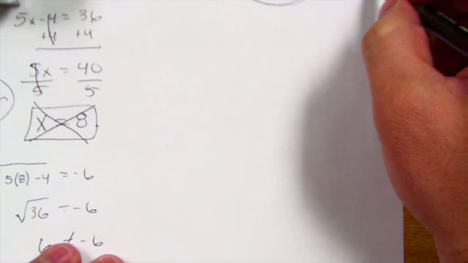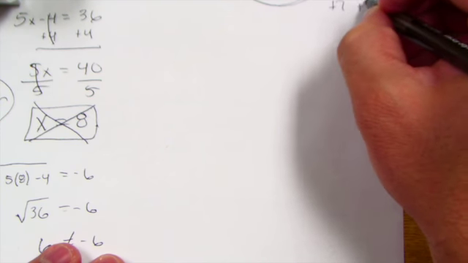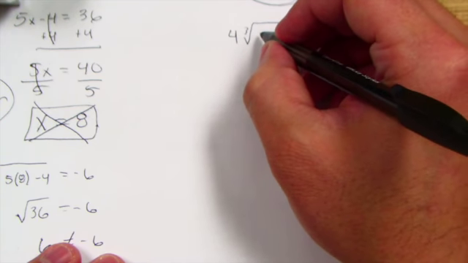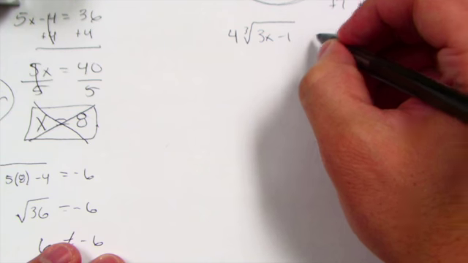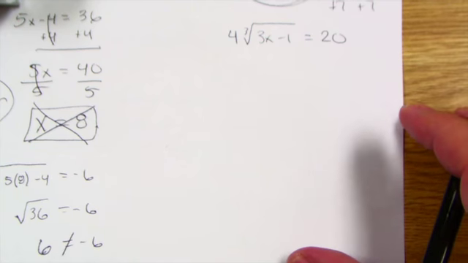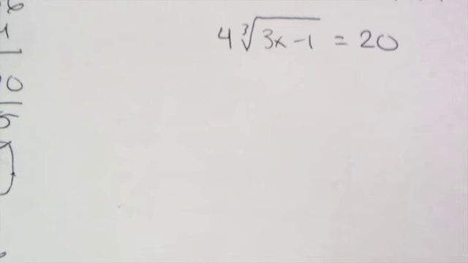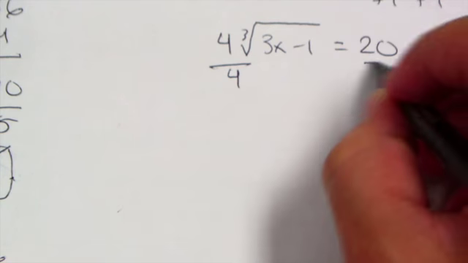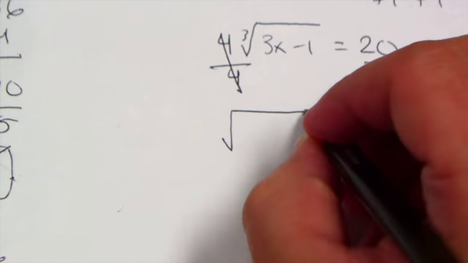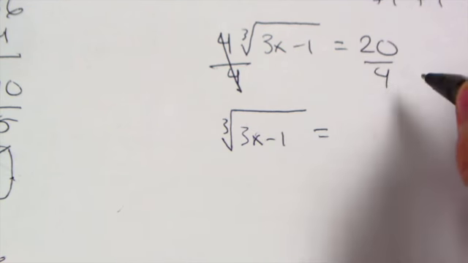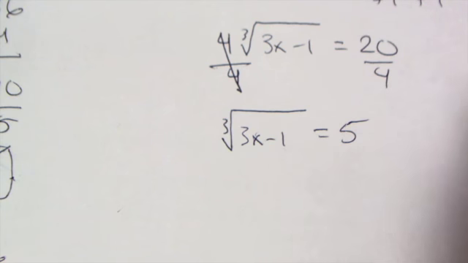So I'm going to start by moving the 7 over here, adding 7. So I get 4 times the cube root of 3x minus 1 equals 20. Let's see if we can zoom in here, make it a little bit easier. Okay, now I just have to get rid of the 4, so I'm going to divide both sides by 4. So I have the cube root of 3x minus 1 equals 20 divided by 4, which is 5.